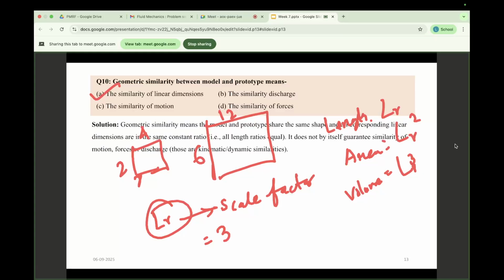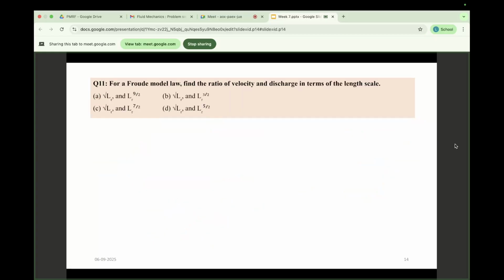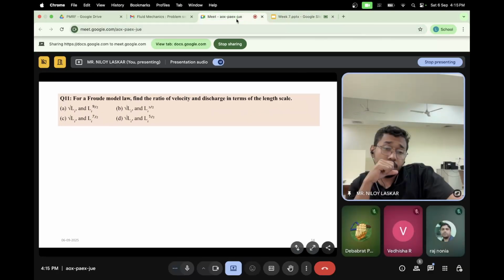So I'm moving to the next one. Now at least try.